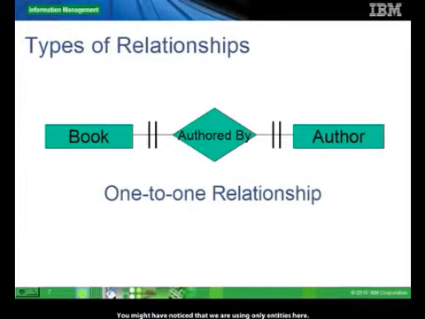You might have noticed that we are using only the entities here. Attributes are often omitted as they can clutter the relationship diagram.